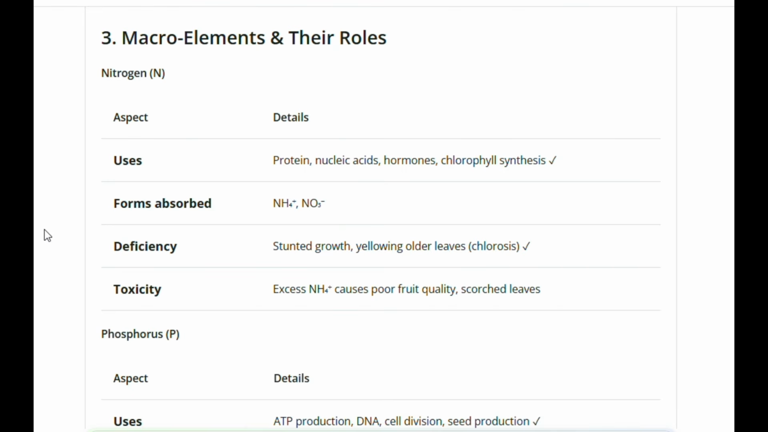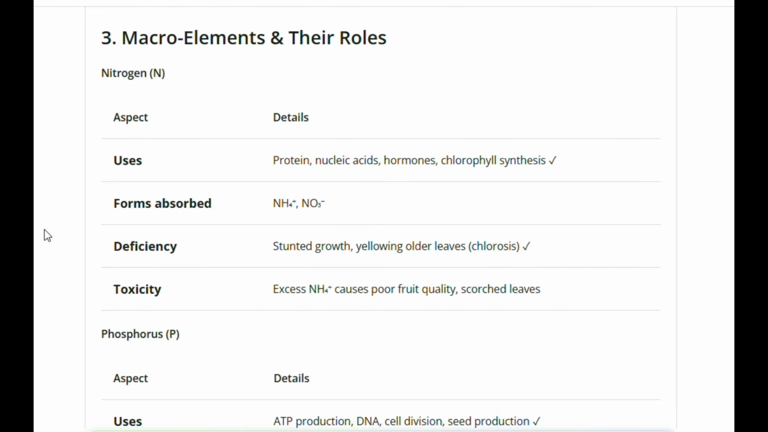Forms absorbed, right? That one. Deficiency, it will result in what if there is deficiency? Stunted growth, yellowing older leaves. This will show chlorosis, right?